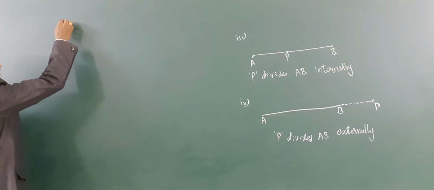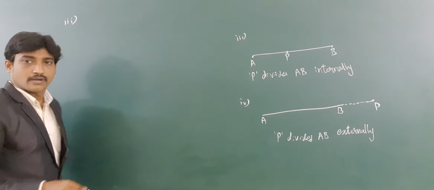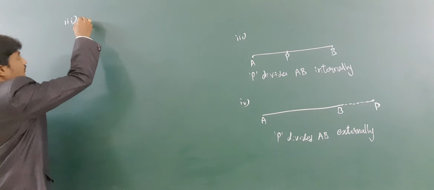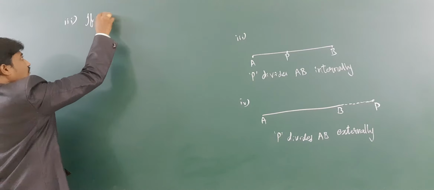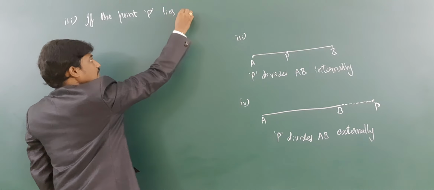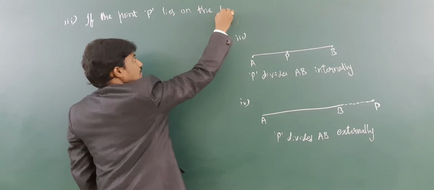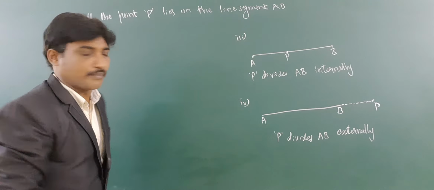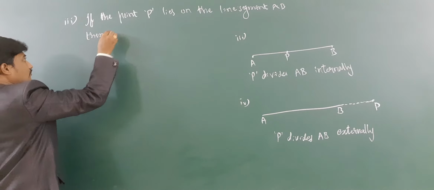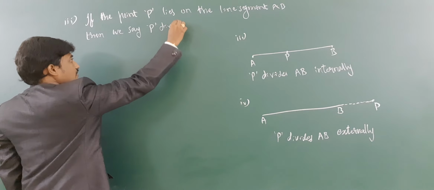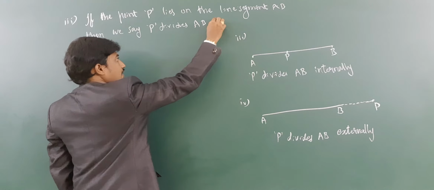Let us write these points. If the point P lies on the line segment AB, then we say P divides AB internally.